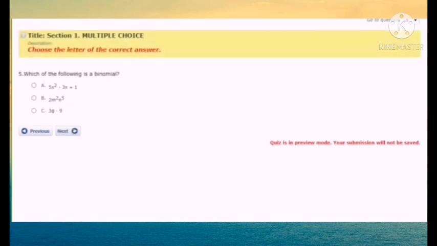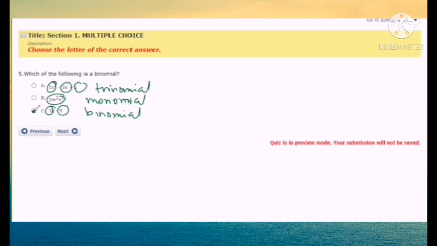Number 5. Which of the following is a binomial? So there should be 2 terms. In letter A, we have 1, 2, 3, so it's a trinomial. In letter B, there is only 1 term. There's no plus or minus sign in between, so this is a monomial. And letter C, we have 1, 2 terms, so this is a binomial. Therefore, the correct answer is letter C.